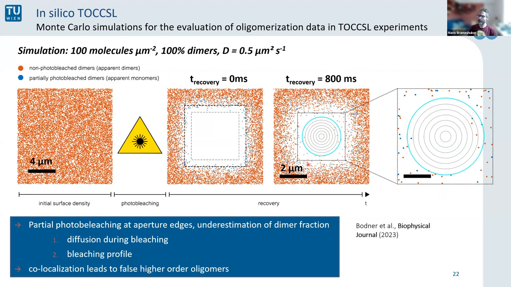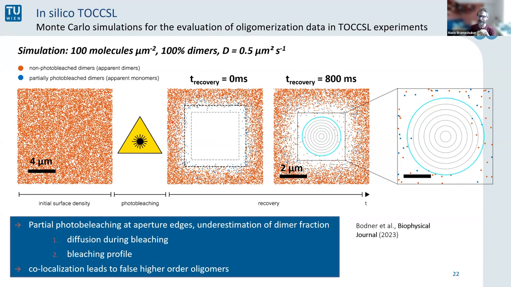So now you could ask, why do we have this partial photobleaching? What are the reasons for that? We could see 2 things. The first is that molecules are diffusing. Molecules can diffuse from the outside into the center during the bleaching time, but they also go out again. So maybe a dimer diffuses in during the bleach pulse, only 1 molecule is photobleached, and then it diffuses out again. At a later time, we detect a partially photobleached dimer.